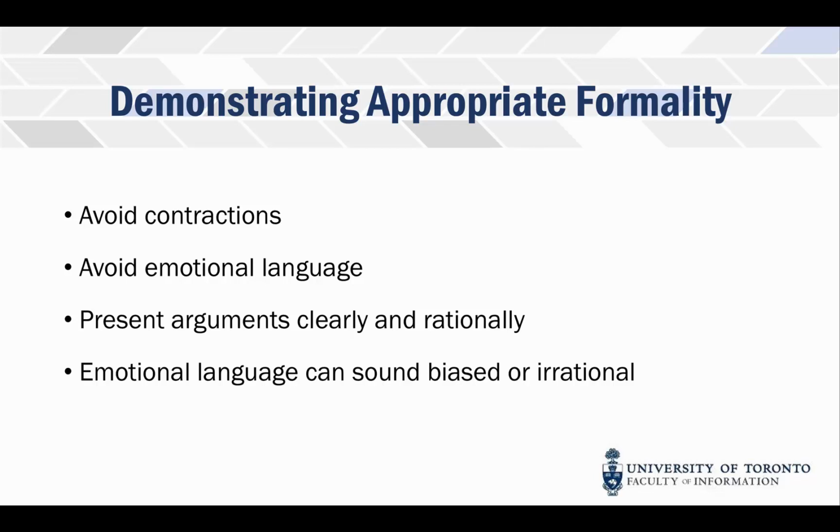Academic writing should be appropriately formal. Avoid the use of contractions, and to maintain formality, avoid emotional language in academic writing. Remember that the goal of academic writing is to present your argument clearly and rationally. Emotional language is more likely to cause your argument to sound biased and irrational, rather than to convince your reader of your assertion.